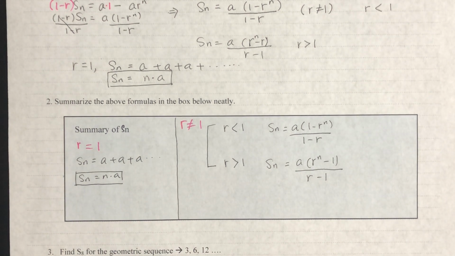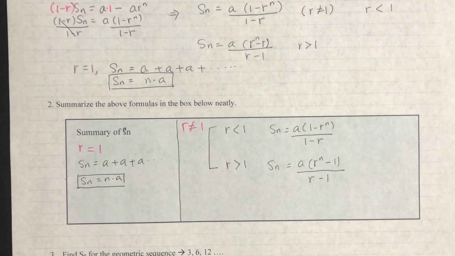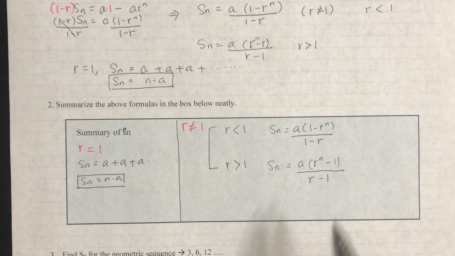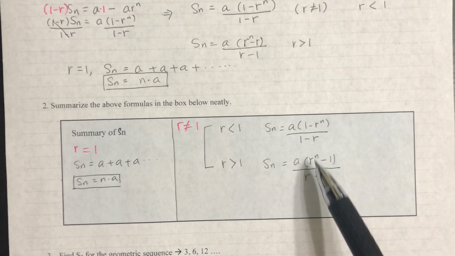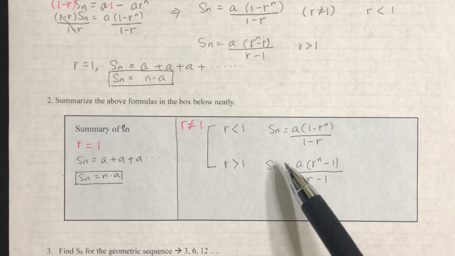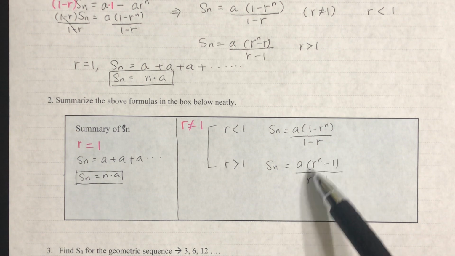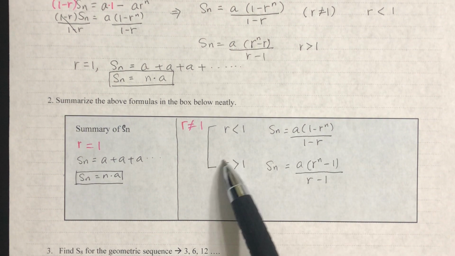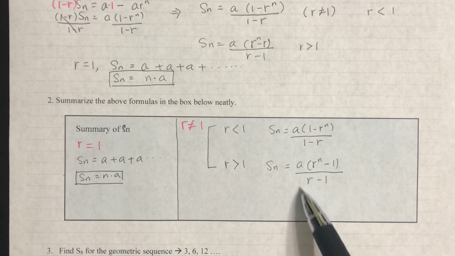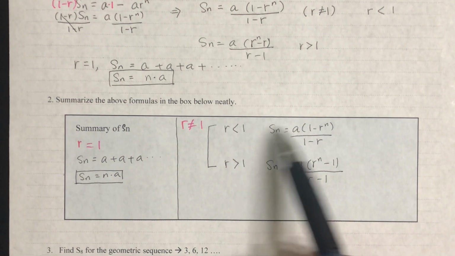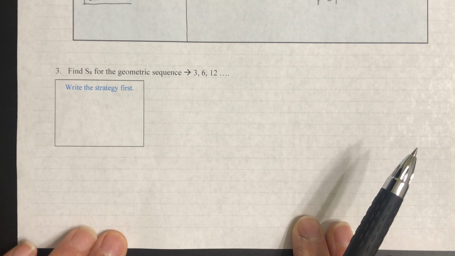So an easy way to remember this is that here's r, here's 1. Whichever is bigger, you start with that. So here r is bigger than 1, so we put r first. Here 1 is bigger, so we put 1 first. I found that to be an easy way to remember.